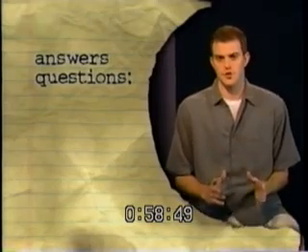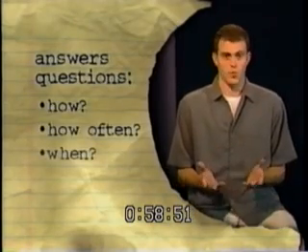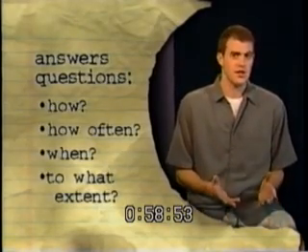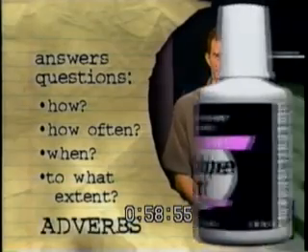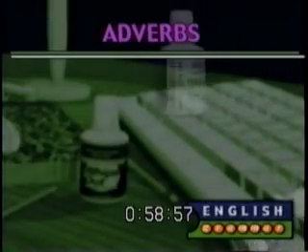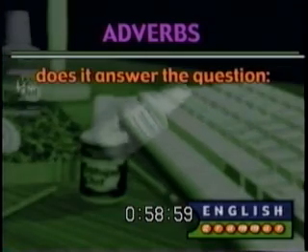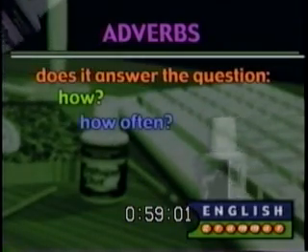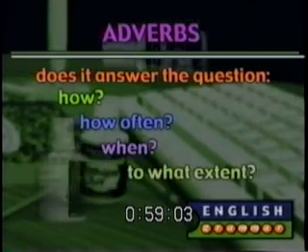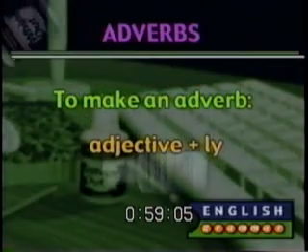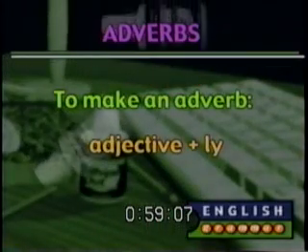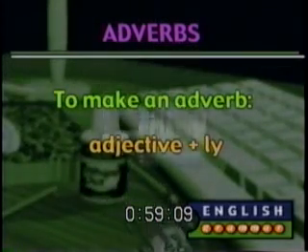If the word answers the question how often, when, or to what extent, you're probably dealing with an adverb. The easiest way to see if you're dealing with an adverb is to see if the word answers the question how often, when, or to what extent. And the easiest way to build yourself an adverb is to add an ly to the end of an adjective.